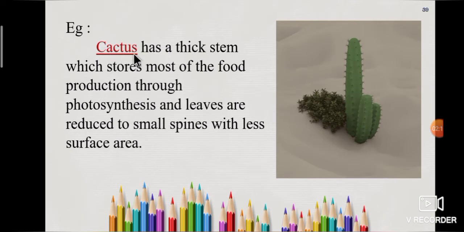Example, cactus has a thick stem which stores most of the food production through photosynthesis, and leaves are reduced to small spines with less surface area.